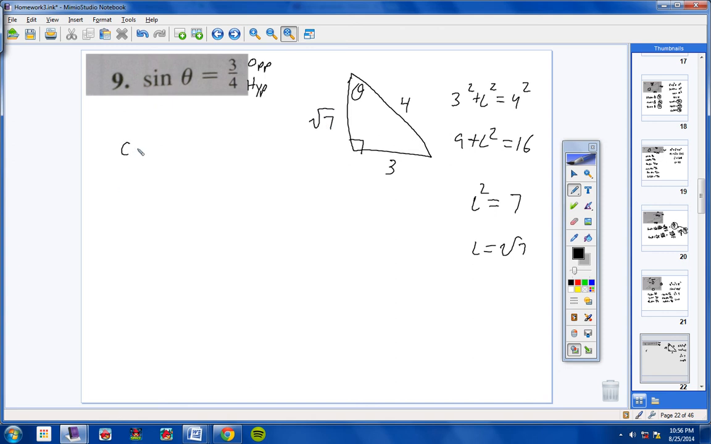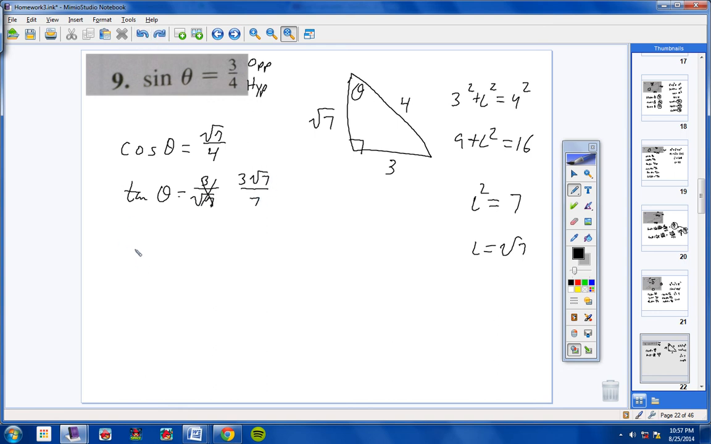So the sine of theta is 3/4. The cosine of theta would be adjacent over hypotenuse, square root of 7 over 4. The tangent of theta would be 3 over square root of 7. And if you rationalize the denominator, which you're supposed to do, you will get 3 square root of 7 over 7. Okay? And please don't try to reduce this 7 here and this 7 here. One is an inside number and one is an outside number.